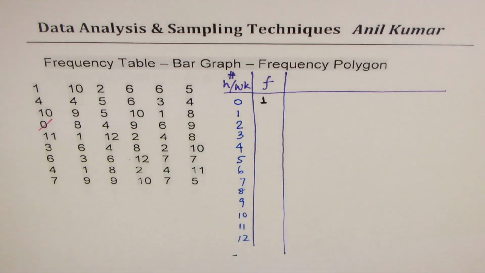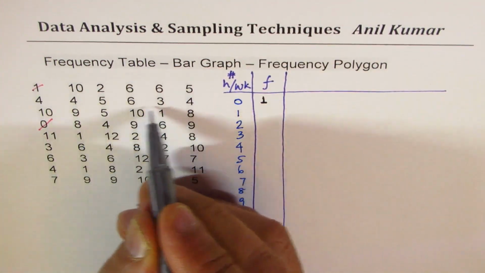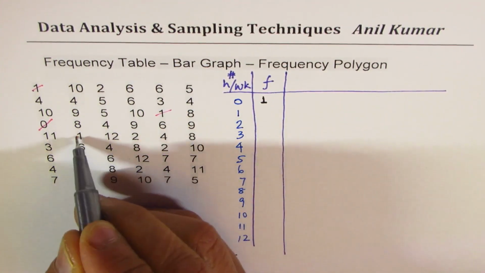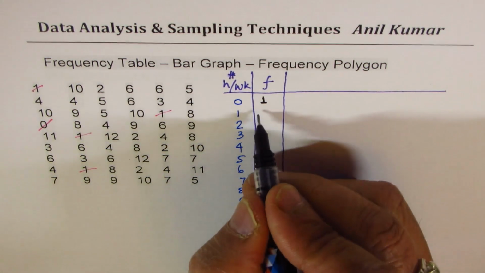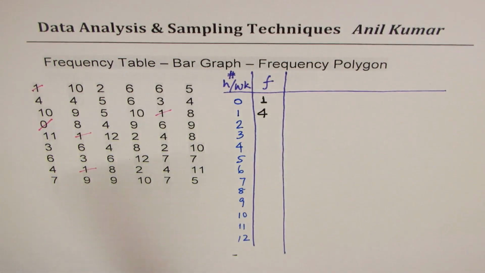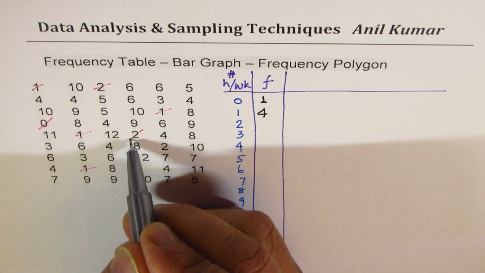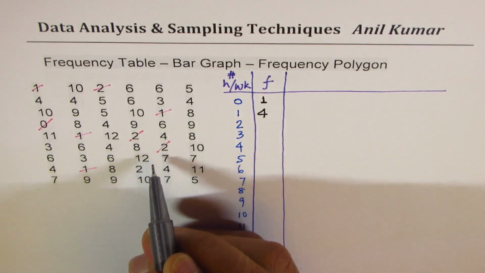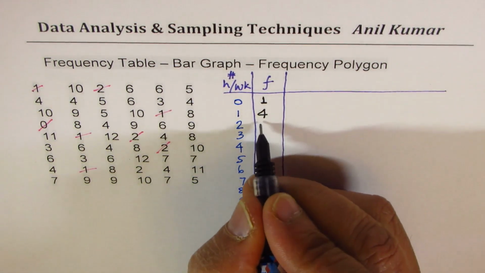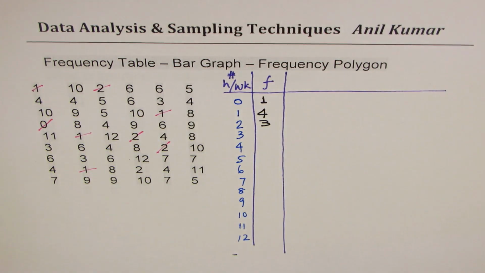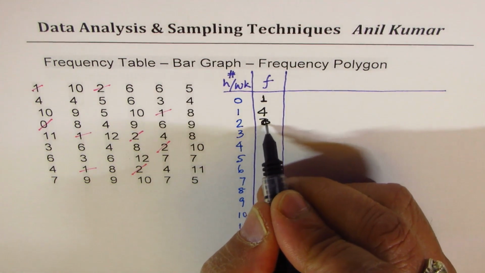And then let's count how many ones are there. Number of ones are 1, and then 2, 3, 4. So we have 4 ones. Let me write down 4 here. Number of 2s, 1, 2, 3. Okay, so we got 3 2s. We have one more here, so let me make it 4. Found it. Okay, that's good.